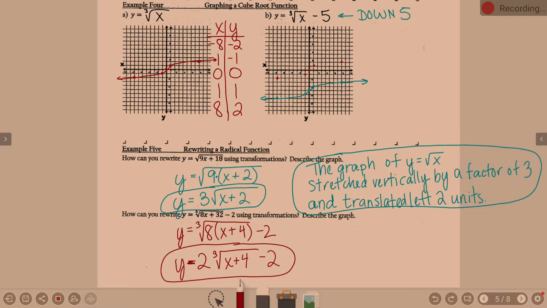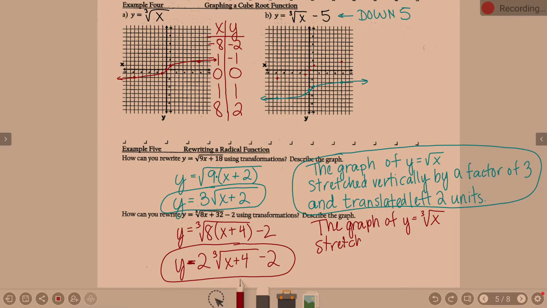Okay, got a description? Can you do it this time? The graph of what? It's the graph of y equals the cube root of x. What's being done to it? What's my 2 out front do? It stretches. Yeah, it stretches it. Know whether it's a stretch or shrink, folks.